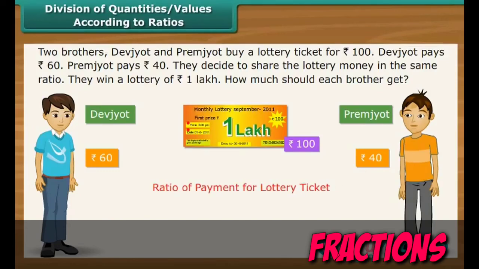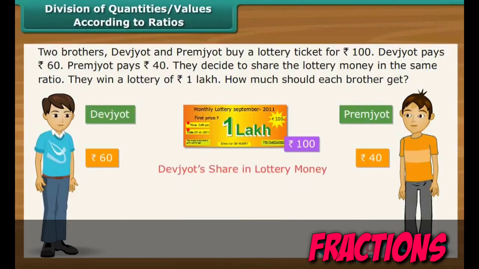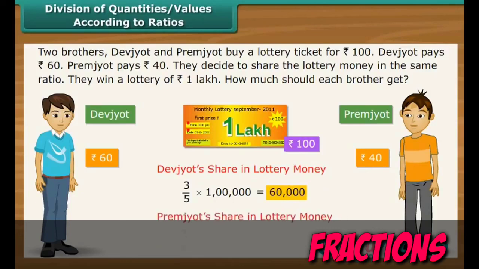Let us first find the ratio of their payments. Ratio of payment for lottery is 3:2. Devjot and Premjot will share the lottery money in ratio 3:2. It means that out of every 5 rupees won, 3 will go to Devjot and 2 will go to Premjot. Devjot's share in the lottery of ₹1 lakh is ₹60,000. Premjot's share is ₹40,000.